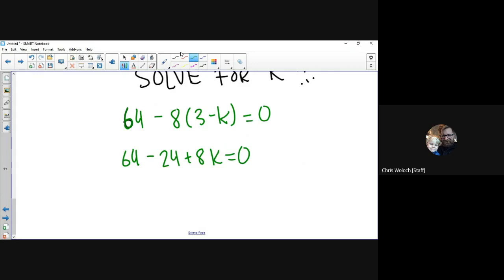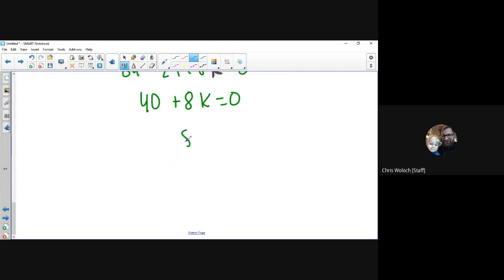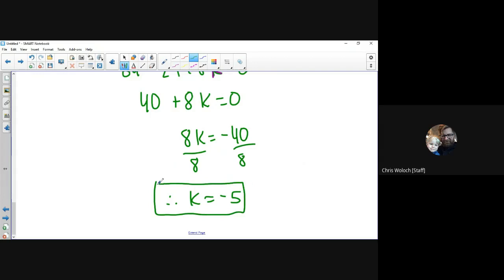And then now, just remember when I'm solving, right? I mean, this is kind of simple, right? The K is here. So once I figure out what this is, I'll move it across, right? So this is going to be 40 plus 8K equals 0. So then 8K equals minus 40. Divide both sides by 8. So K equals minus 5.